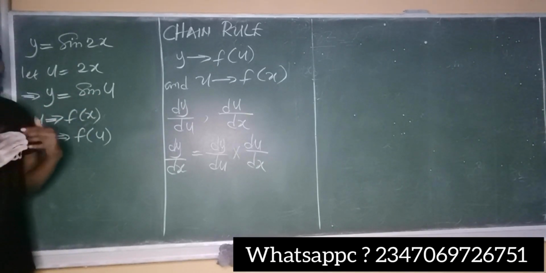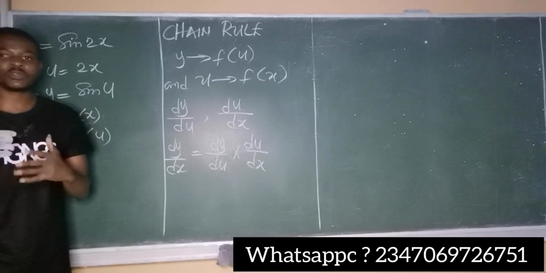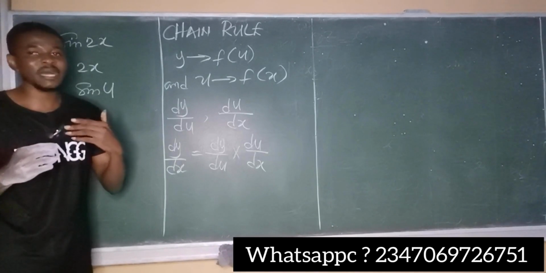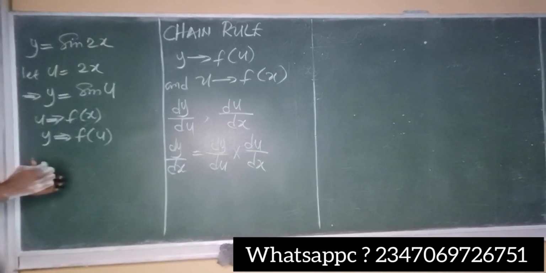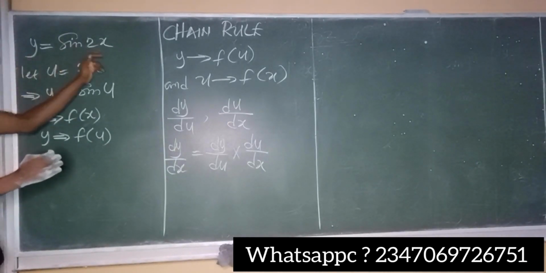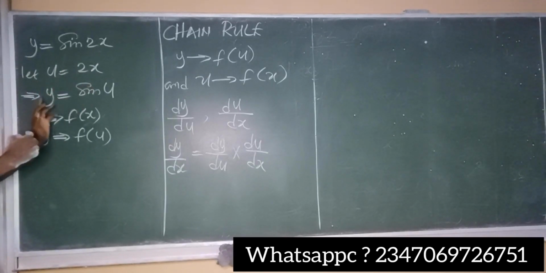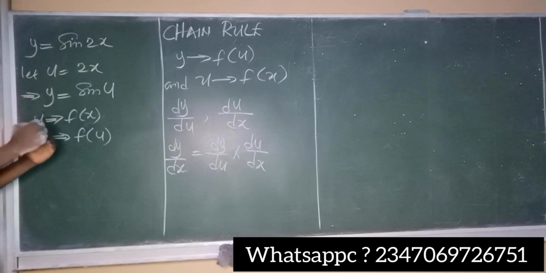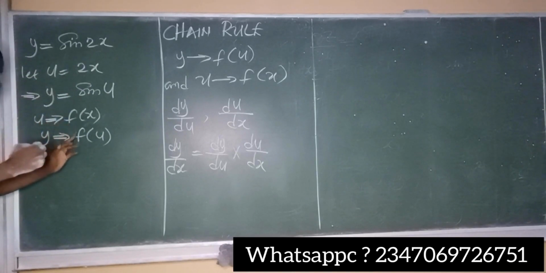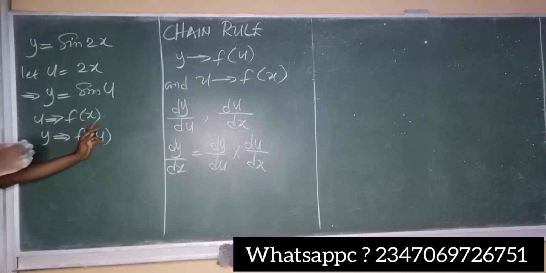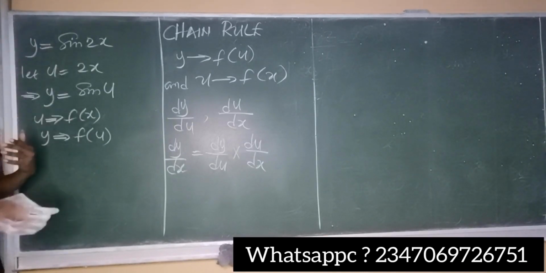Such a function is what we call a function of a function. If we have a function of a function in mathematics, it means we must always apply the chain rule to differentiate it. Because here, normally y was supposed to be a function of x, but I now transposed the equation. I said let u be simply 2x. That means y is now sin u. So this now means that y is a function of u, meanwhile u is a function of x. So I have now a function of another function.